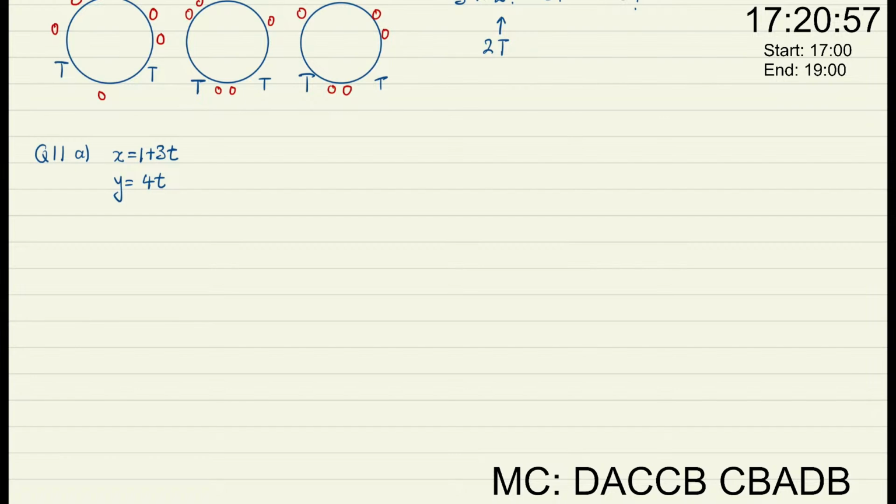Cartesian equation in the form y equals mx plus c? Sure.